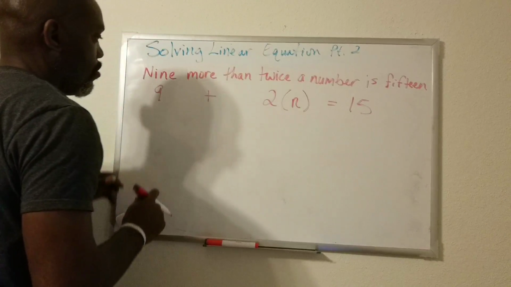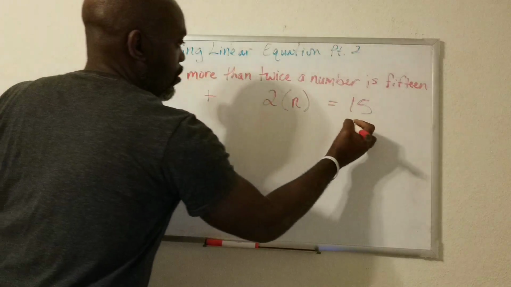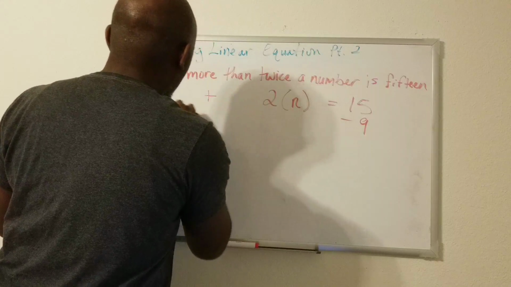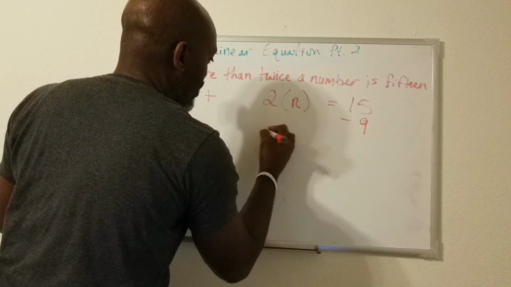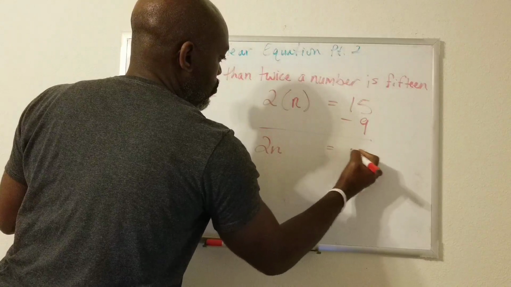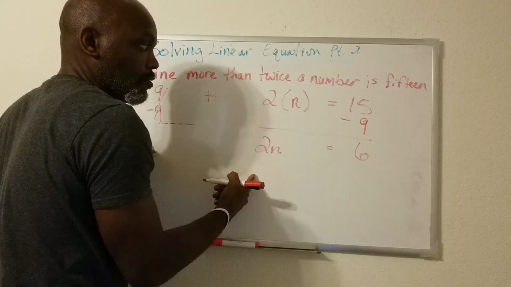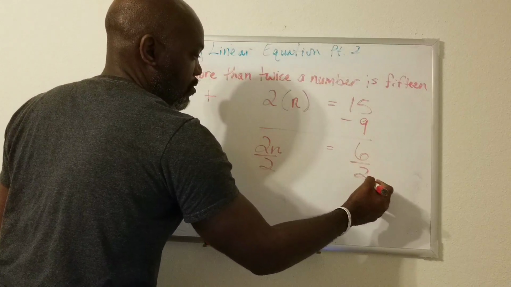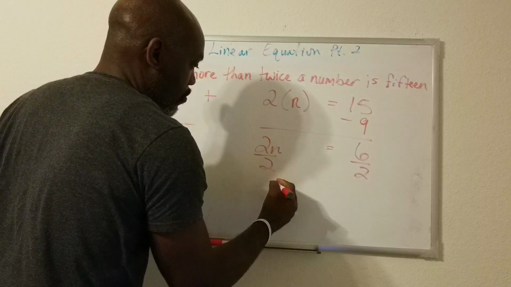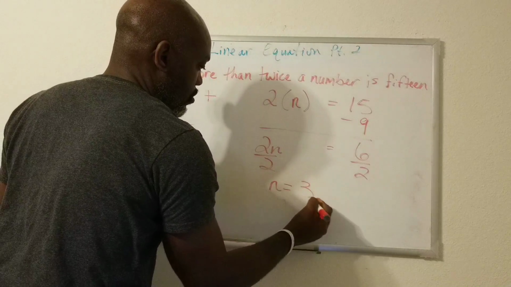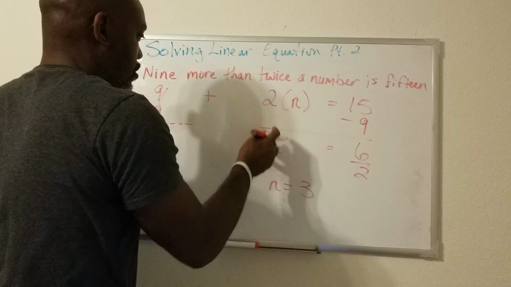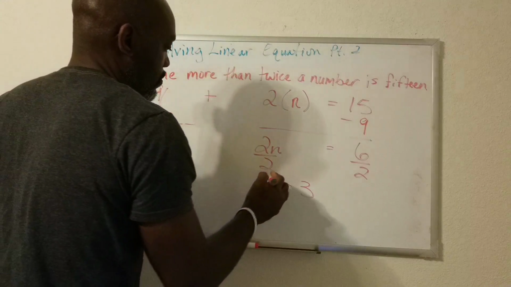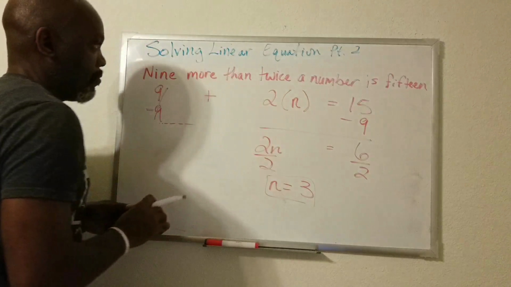Okay, so we would subtract 9 from both sides, and this cancels out. We end up with 2n equals 6. What do we do here? Divide by 2. The vocabulary word for that is division property of equality. n equals 3. And we can plug it back in. 2 times 3 is 6. 6 plus 9 is 15. And that's your answer.